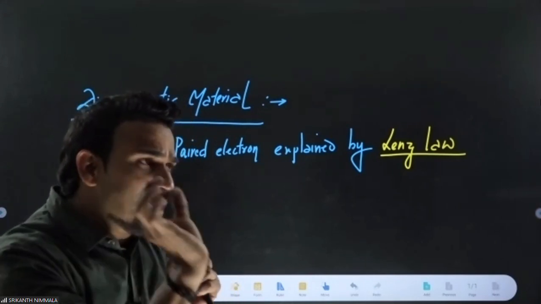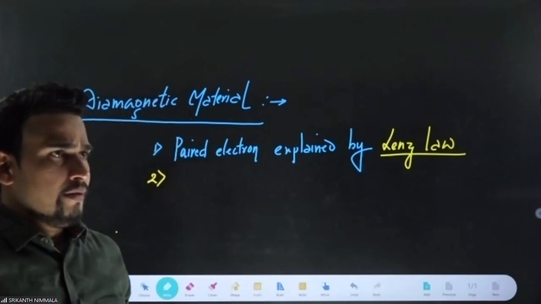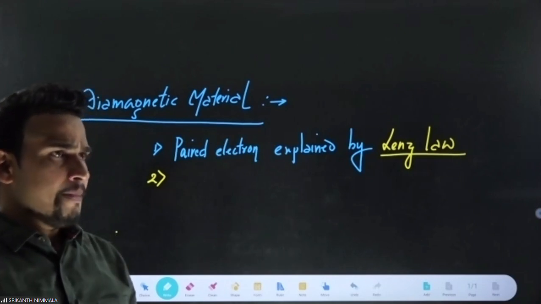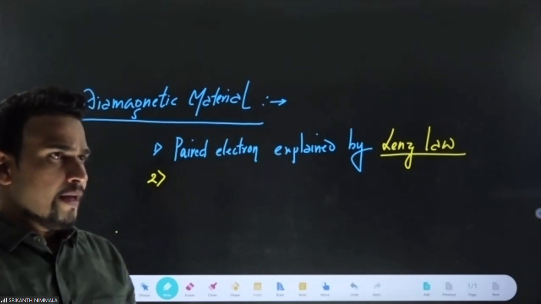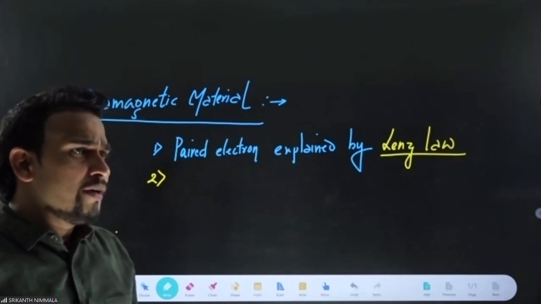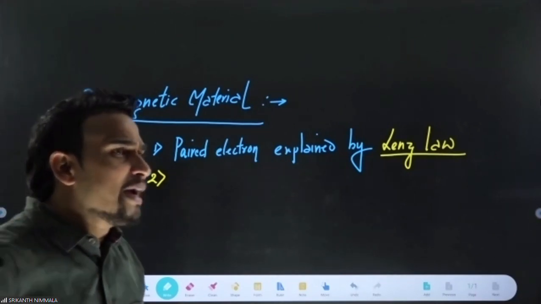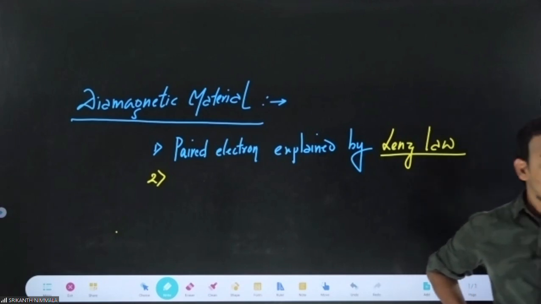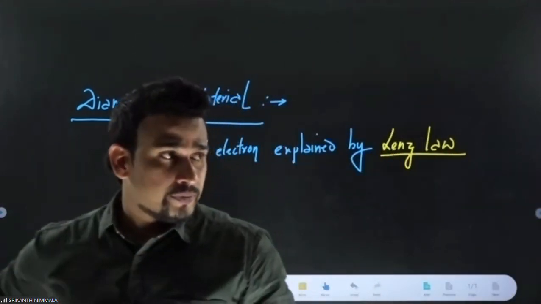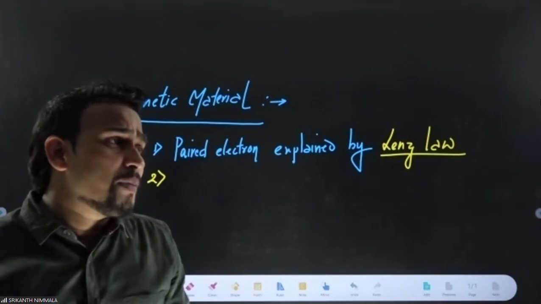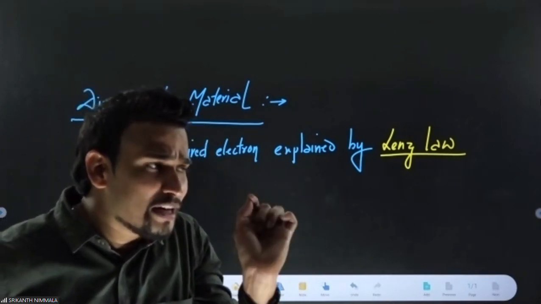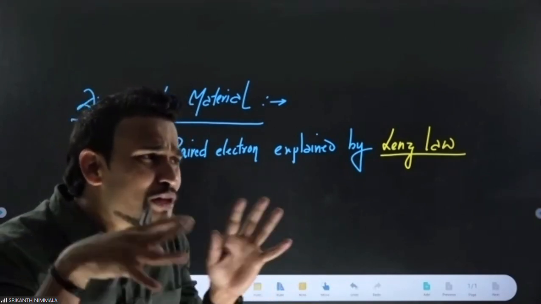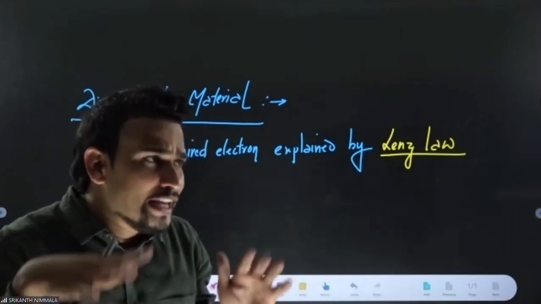Hence, net magnetic field reduces, and these materials suffer weak repulsion. The induced field is opposite to the applied, so due to that, what will happen? They will suffer repulsion. Hence they suffer weak repulsion.